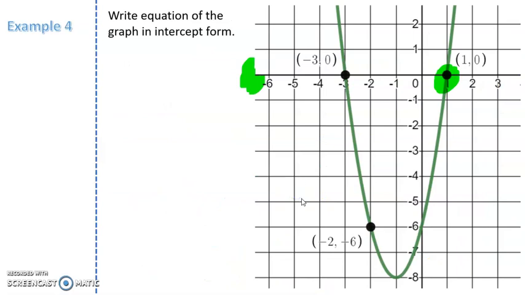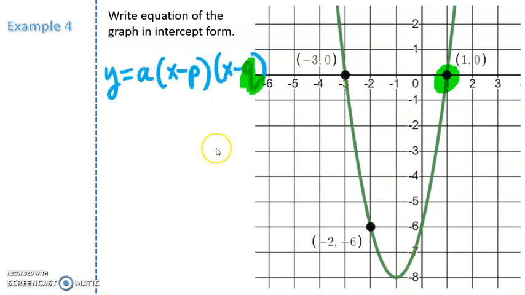Our last example here, let's go ahead and do the same exact thing. We're going to write the equation of this graph here. Because we can clearly define the x-intercepts, we want to use intercept form and just plug those in for the intercepts. Could we use vertex form? We could, because we can clearly define the vertex down here as well. But for this practice, we're going to use intercept form.